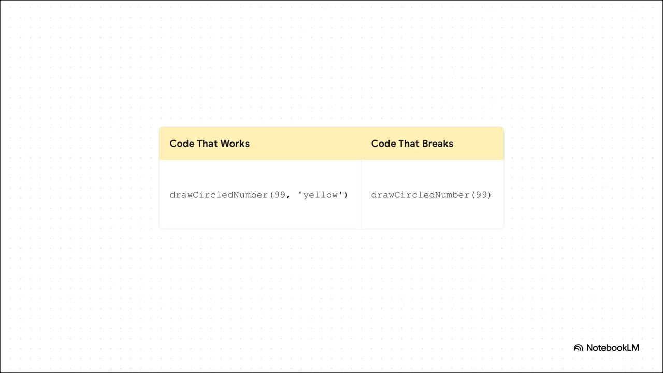Okay, let's dive right into our big mystery for today. On the left, we've got code that works perfectly. It draws a nice little circled number. Simple enough. But then, look at the code on the right. It looks almost identical, but this one crashes the whole program. So what is the tiny, crucial difference that's causing all the trouble?